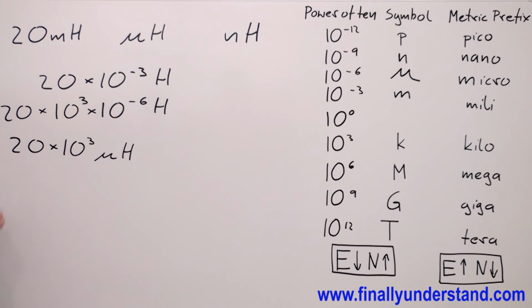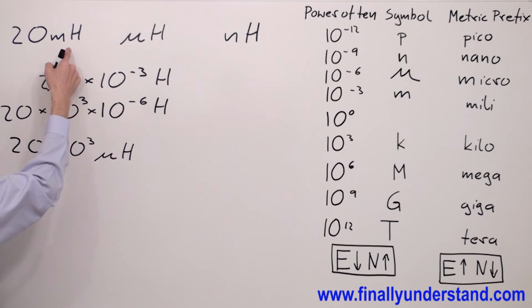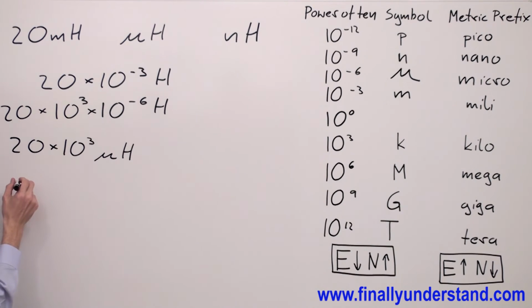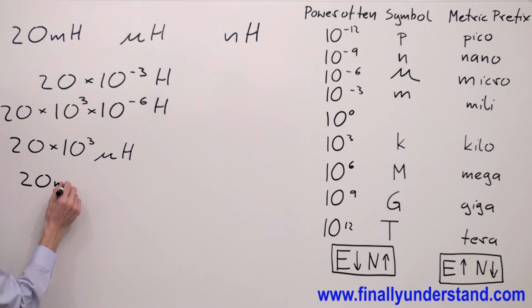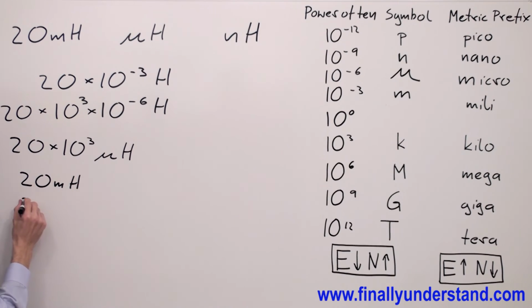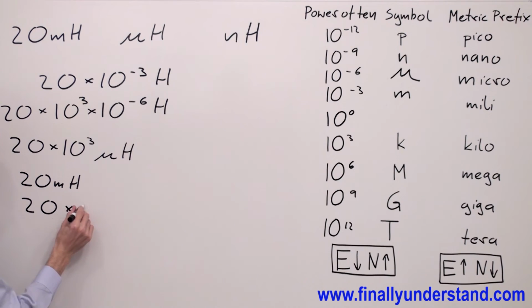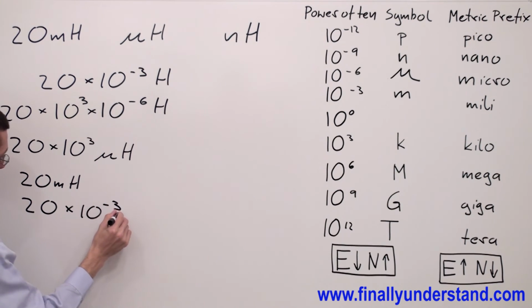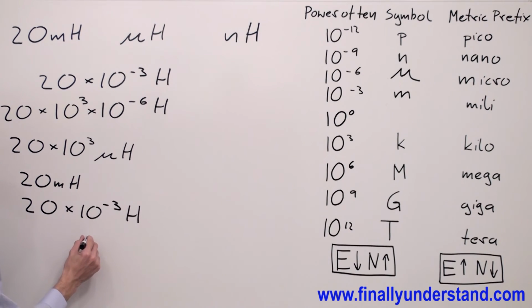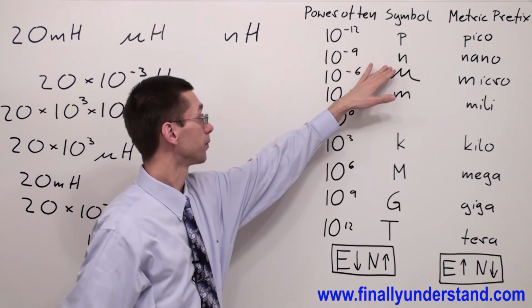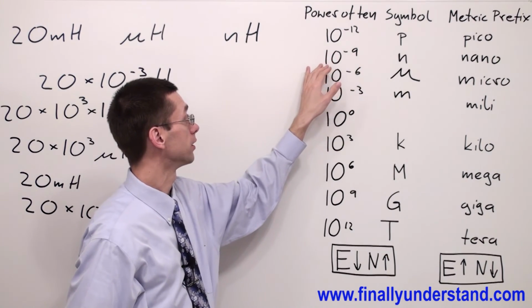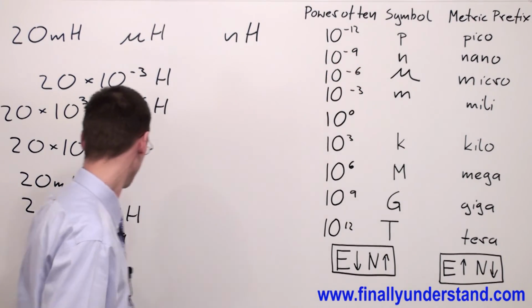Now I'm supposed to convert 20 millihenries to nanohenries. So again, I'm going to start from the first number, 20 millihenries, right? It's nothing else, just 20 times 10 to negative 3 Henry. I'll have to end up with 10 to negative 9, because nano represents power of 10, 10 to negative 9.